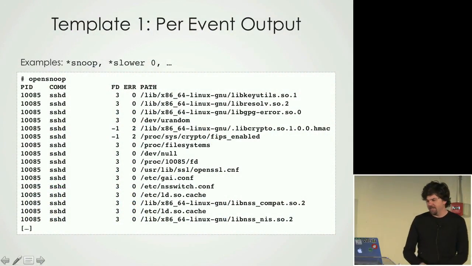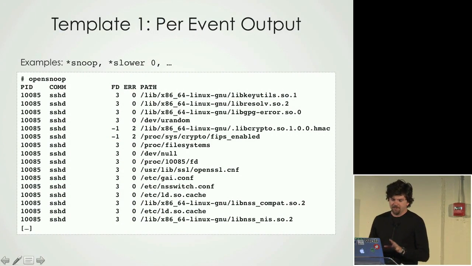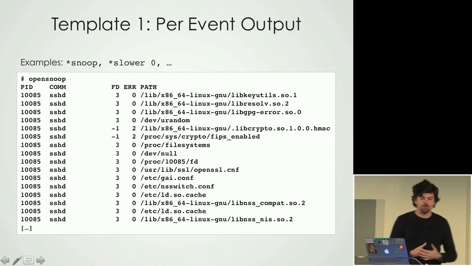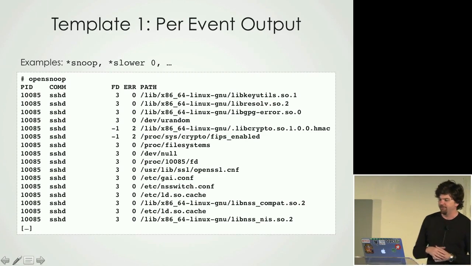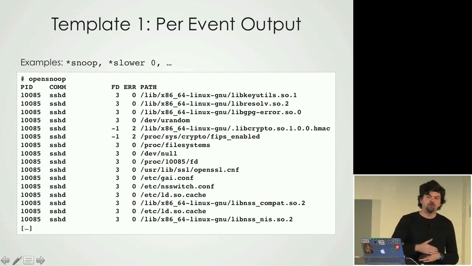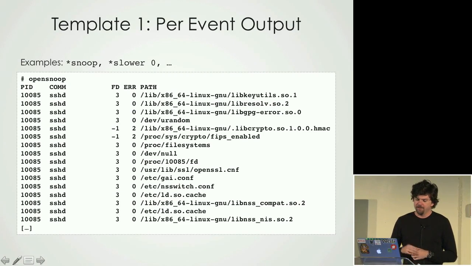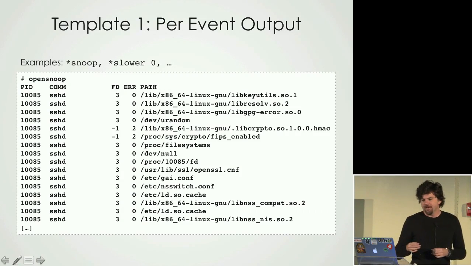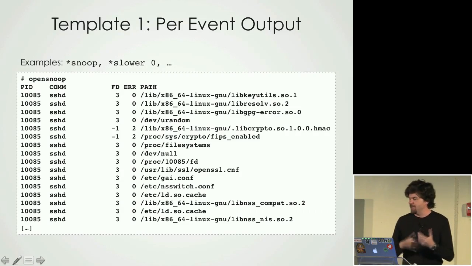So the first template is per event output. Sometimes the tool I'm creating, I would like it to have a per event, a total dump of all the events that happened. And then I can look at it later. That's good for workload characterization. I can also feed that into other tools. I might be grepping for things or frequency counting things.